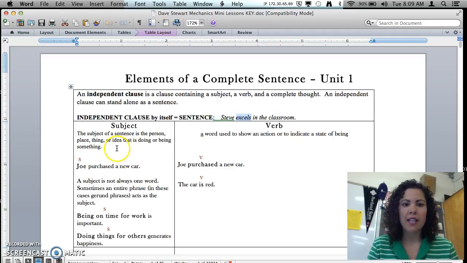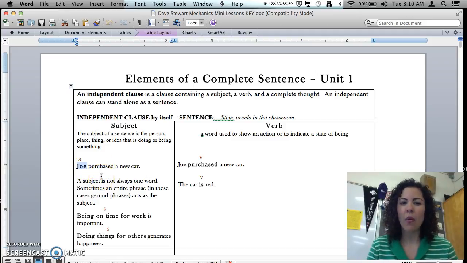So the subject of a sentence is the person, place, thing, or idea that is doing or being something. Be careful with this because a subject typically is a noun, but there's typically more than one noun in a sentence. You have to look at the noun that's actually doing the action. So here we have Joe purchased a new car. He's the one doing the purchasing. Notice the car is also a noun, but that's not our subject because the car is not purchasing. Joe is the one doing the action.